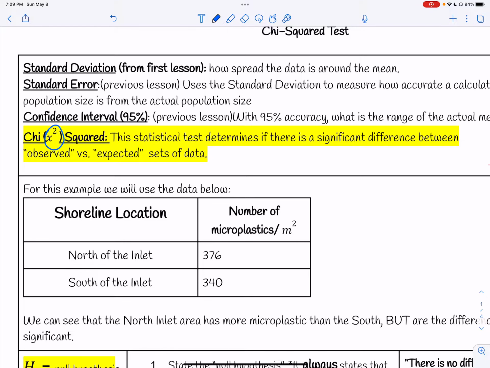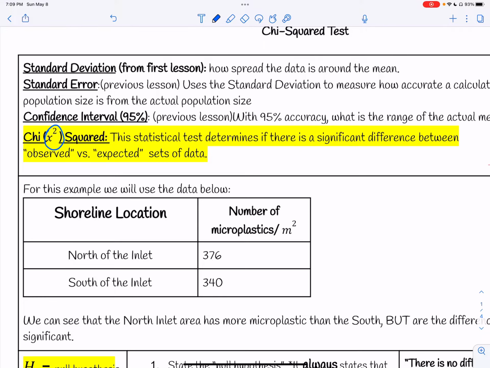All right, so just to recap, first one we did was standard deviation. If you're deviating, you're moving away from something. So this was how spread the data is around the mean. So on average, how far are the values compared to the mean, or where the average is.